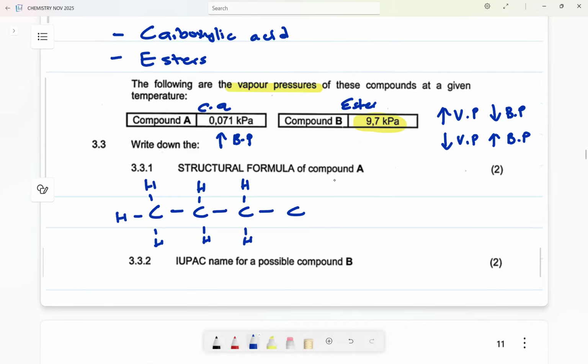Remember, how do I see a carboxylic acid? I see a carboxylic acid by a C double bond O and an OH. This tells me that this is a carboxylic acid, with an acid ending at the end.